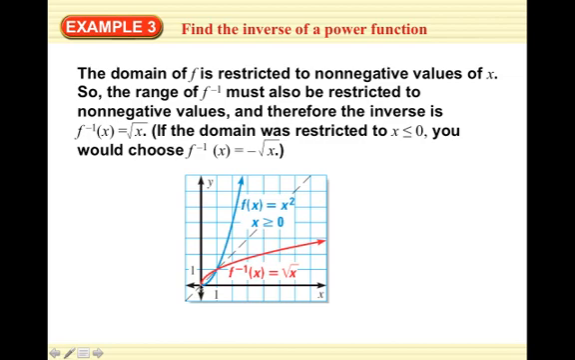Square root of x, we have square root of 0 is 0, square root of 1 is 1, square root of 4 is 2. The next one we'd have on there, square root of 9 is 3 for integer values, and so we draw in f inverse of x equals square root of x.